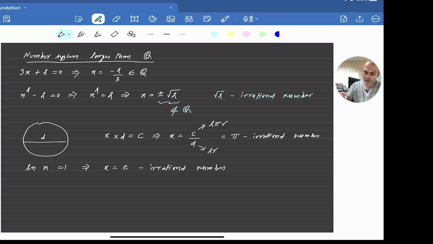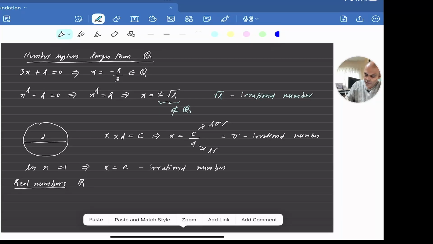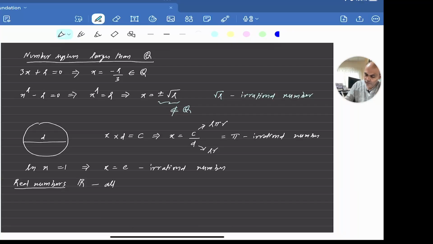So now that we have seen that there are numbers that are not rational numbers, that cannot be written as fractions in the z over n form, we arrive at a larger set of numbers called real numbers, denoted by the symbol capital R. So the definition of real numbers is it is a set that includes all numbers or all points on the real number line.